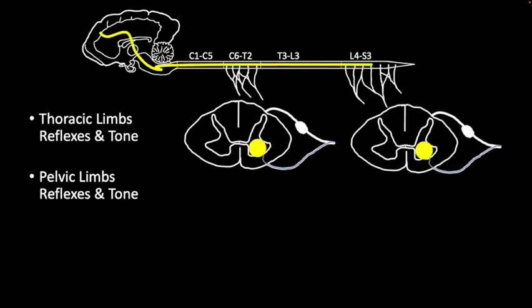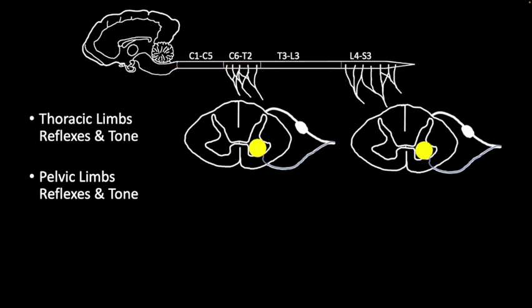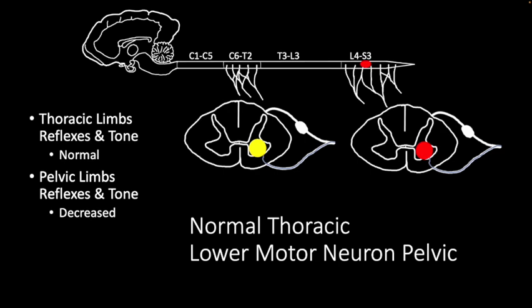Continuing down the spinal cord, once again we have everything in harmony, the upper motor neurons communicating with the lower motor neurons. However, now there is a disruption in the T3, L3 region. The thoracic limbs are unaffected because there is no disruption to the lower or upper motor neuron. However, the pelvic limbs have lost the upper motor neuron signal, causing the reflexes and tone to be increased. So the patient has upper motor neuron signs in the pelvic limbs. Lastly is the L4, S3 myelopathy. A lesion to the lumbosacral intumescence will result in decreased to absent reflexes and tone in the pelvic limbs, and the thoracic limbs will be normal. In other words, the pelvic limbs have lower motor neuron signs.